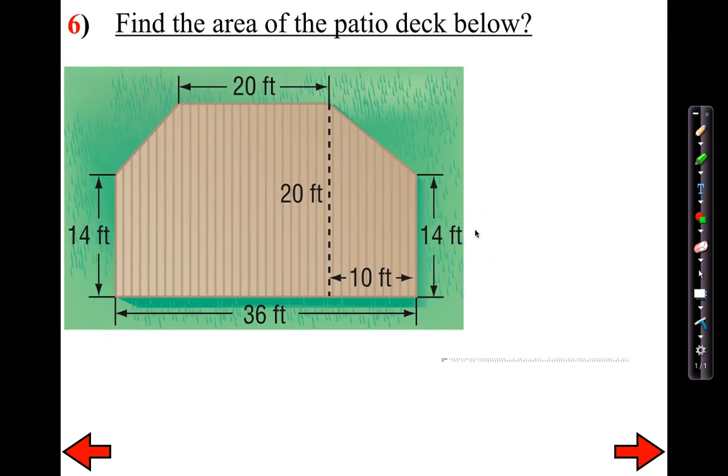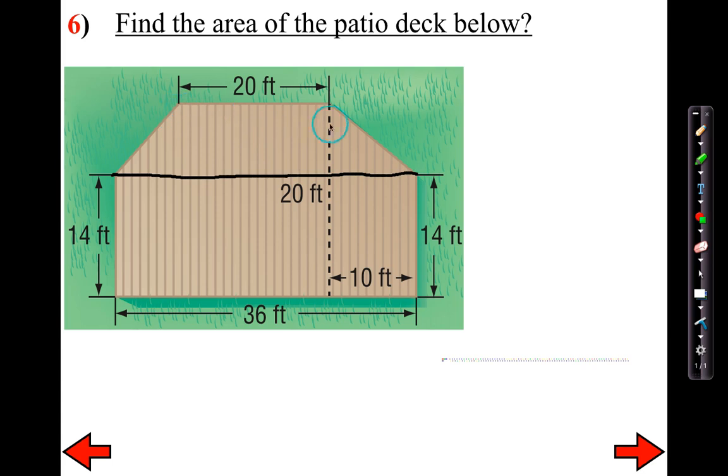Now looking at number 6, it says find the area of the patio deck below. So here's the thing. I think what's going to be misleading is some of you are going to be tempted to cut up the shape like this just because you see a dotted line here. I'm going to recommend that you look at it as if that dotted line wasn't there, because if it was up to me, I would not cut it like that. In fact, I would decide to cut it this way.